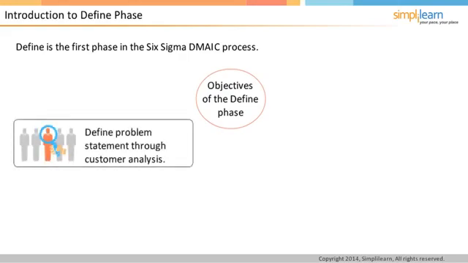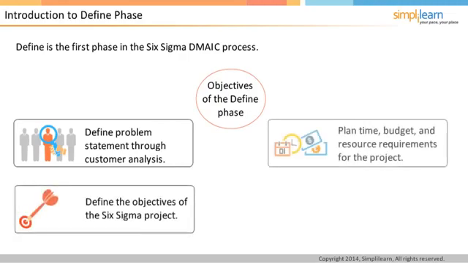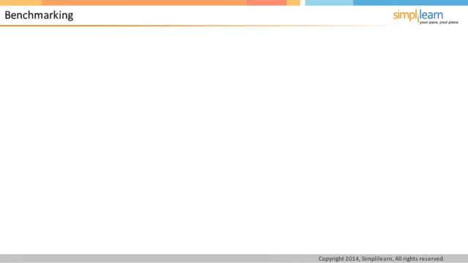Clearly define the problem statement through customer analysis. Understand customer requirements and ensure that the Six Sigma project goals are aligned to these requirements. Define the objectives of the Six Sigma project. Plan the project in terms of time, budget, and resource requirements. Define the team structure for the project and establish roles and responsibilities. In the next screen, let us learn about benchmarking.